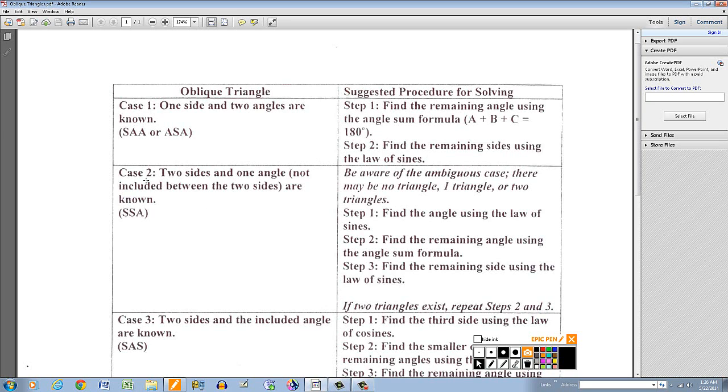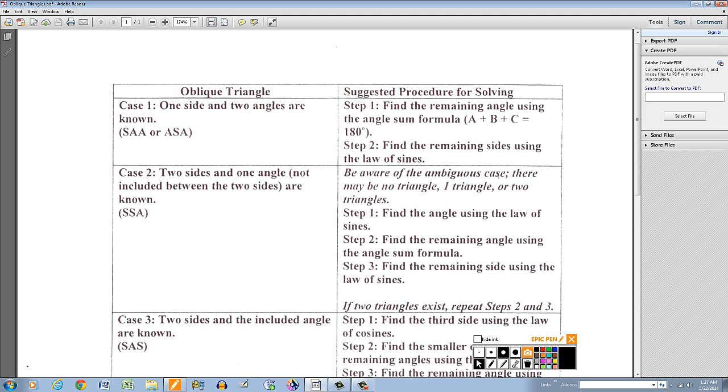Case 2 is the one you have to be careful about. In this case, you're given two sides and one angle. Notice in parentheses it says the angle is not included between the two sides. So in other words, what you're given is two sides and the angle opposite one of the sides. On the right it tells you to be aware of the ambiguous case.